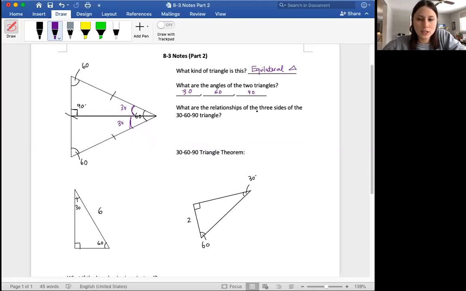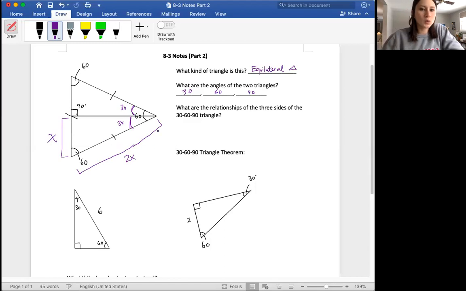Now, let's talk about the relationships of the sides. So we know that all sides of an equilateral triangle are congruent. So if I knew that this were 10, what would this section be? Well, we can see that this is half of the side, so this would be 5, right? So I'm actually going to give it a variable, and let's say that this part is x. If we were to relate that to the other side here, that would be 2x, right?